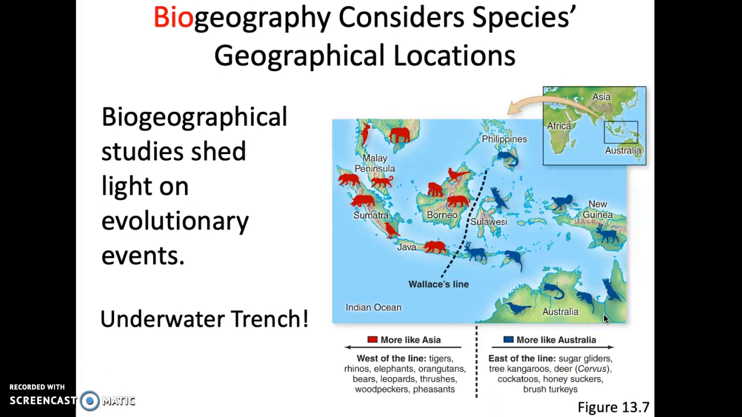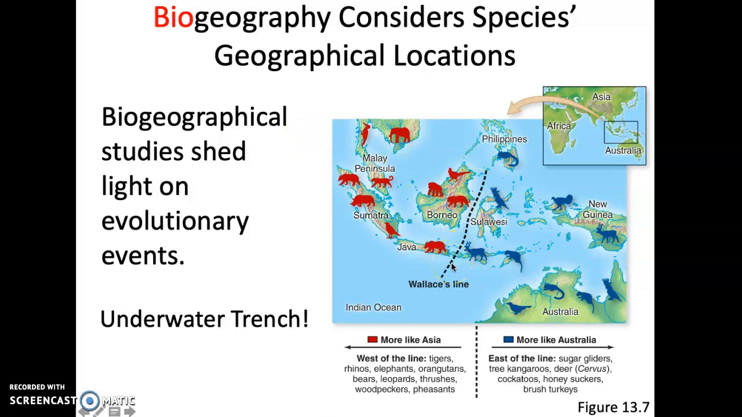This is an interesting underwater trench here in this part of the world, between the Indian Ocean and Australia here. And there is something that was noticed first by biologists, that the organisms on this side of a fictitious line looked one way, and the organisms on the other side of the fictitious line looked really different, and yet they were so close together. What was it that separated these two groups of organisms? And it turns out there's a deep underwater trench here.